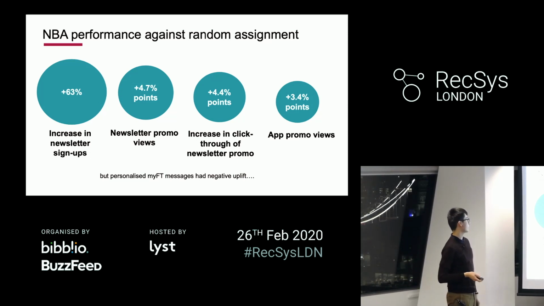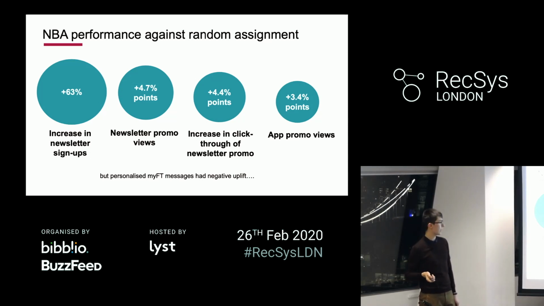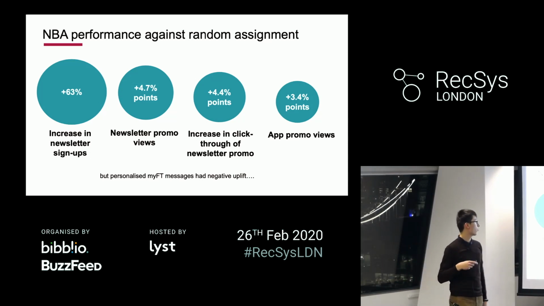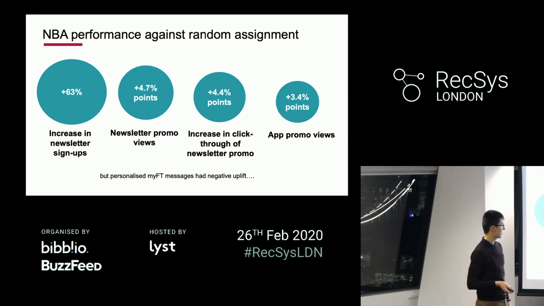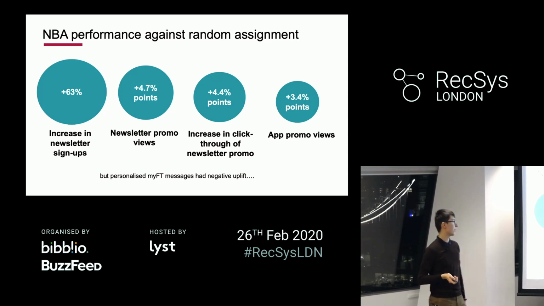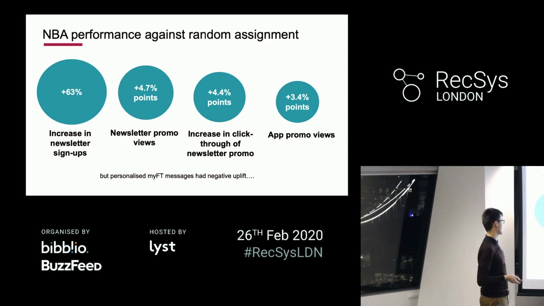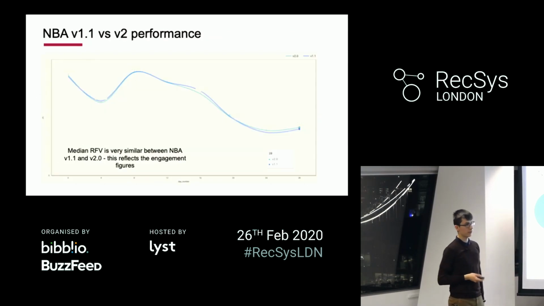So we saw a 63% increase in newsletter signups. We have seen around 4% points increase in newsletter promo views and in app promo views. And we also see an increase in click-through ratio of newsletter promo by 4.4% points. However, some of our actions, such as personalized my FT messages, had negative uplift.